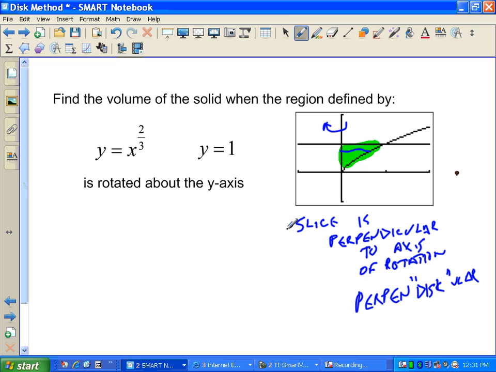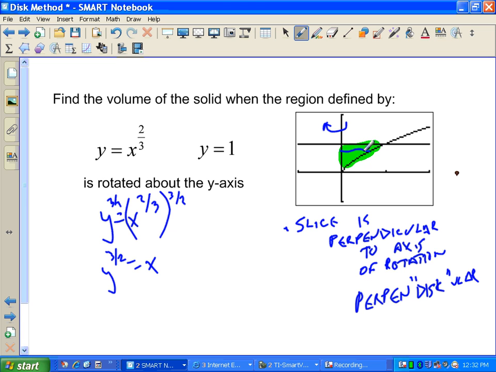Okay, so slice is going to be perpendicular to the axis of rotation. So that means that we're not looking at y equals x to the 2/3. We're looking for x as some function of y. No big deal. We can easily make this x as a function of y. So if y is equal to x to the 2/3, what I can do is raise this side to the 3/2. If I do that to that side, I've got to do that to this side. 2/3 times 3/2 gives me 1. So I get x equals y to the 3/2.